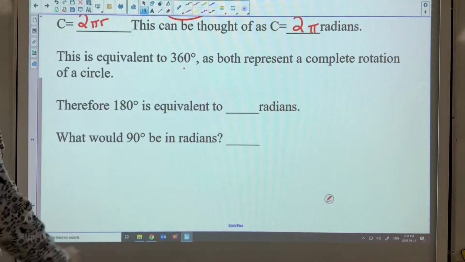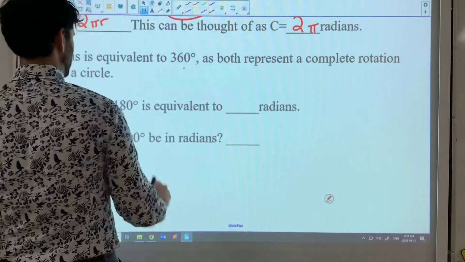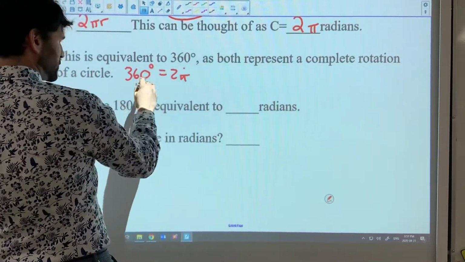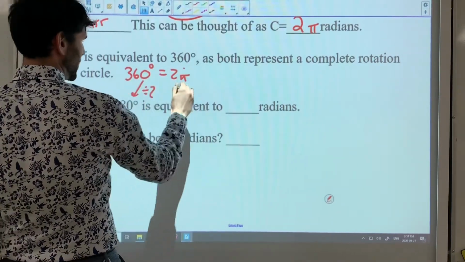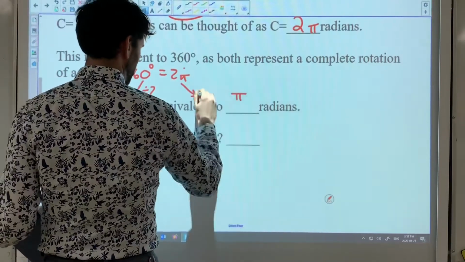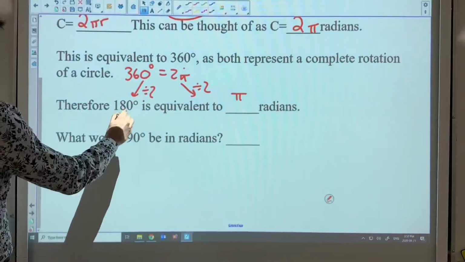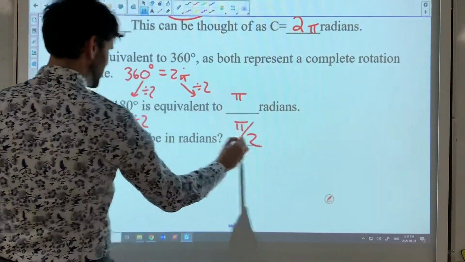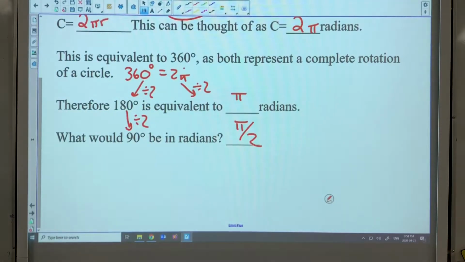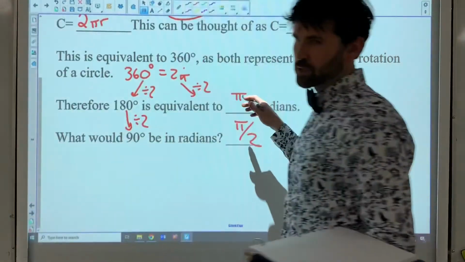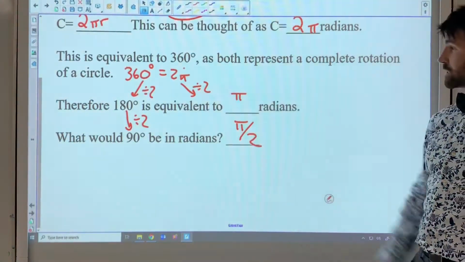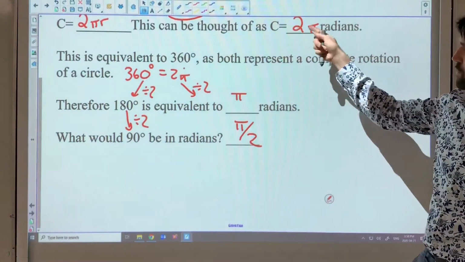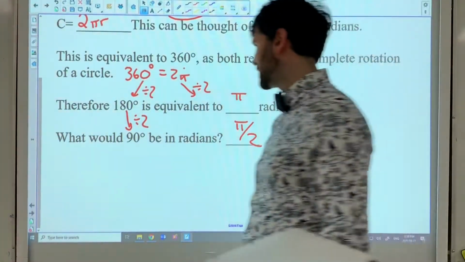Therefore, 180 degrees, if you take your 2 pi and you divide by 2, right? So 2 pi is 360 degrees. So divide by 2, and you get 180. Divide by 2, and you get pi. If you divide by 2 again, and divide by 2 again, 90 degrees is equal to pi over 2 radians. For this unit of measurement, we leave the pi in there, okay? So it's a precise way of measuring angles.